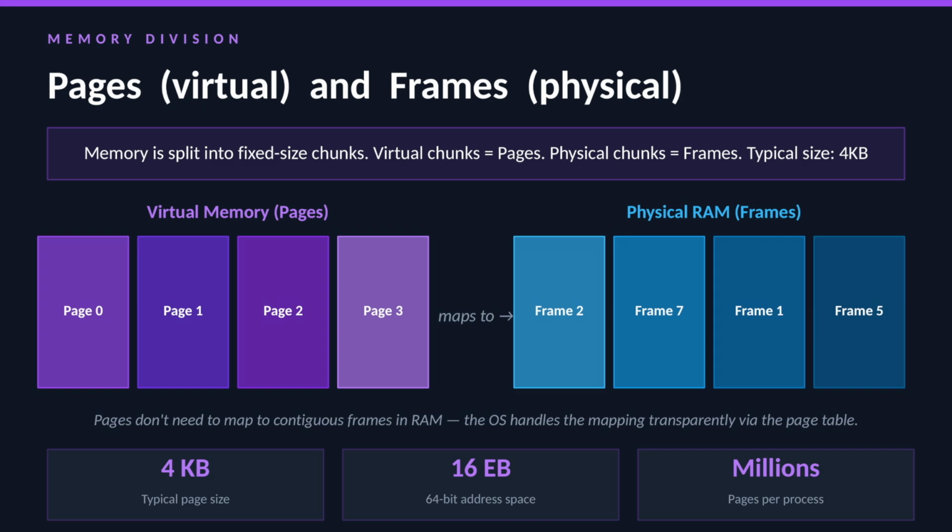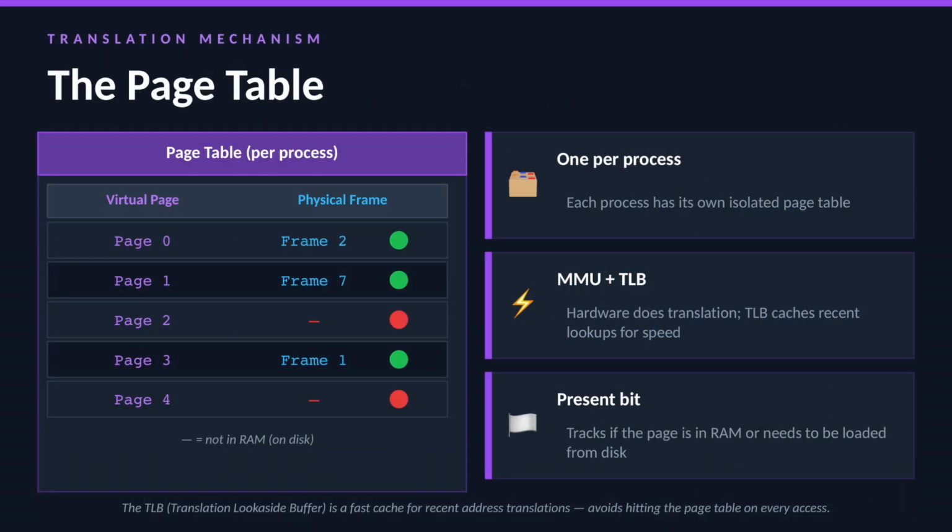But not all pages need to be in RAM at the same time. Pages that are not being used can sit on disk in swap space. The OS keeps track of all of this through something called a page table. The page table is a data structure that is maintained by the OS and there is one per process. It maps each virtual page number to the physical frame number where that page lives in RAM.